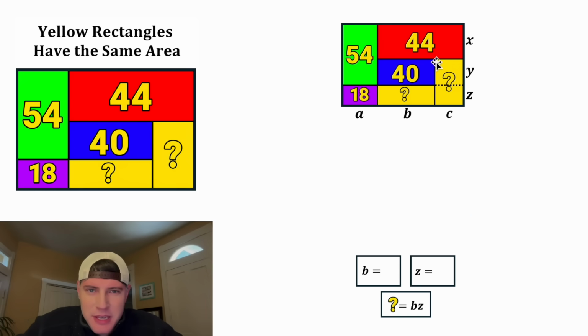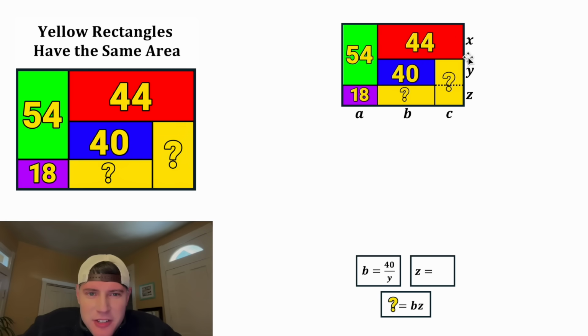First, to do the B, let's focus on this blue rectangle. It'll be the base of B times the height of Y equals 40. And then to get the B by itself, we can divide both sides by Y. And that'll give us B is equal to 40 over Y. Does that make sense, Y? So now in the place of this B, let's plug in 40 over Y.